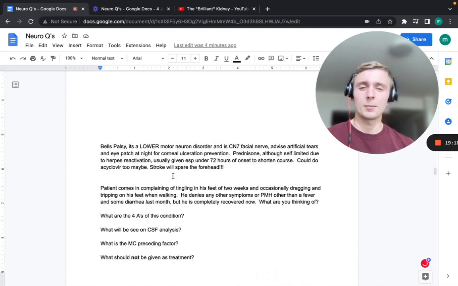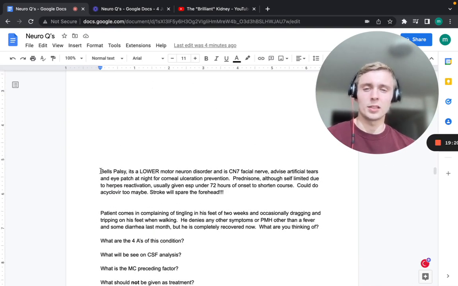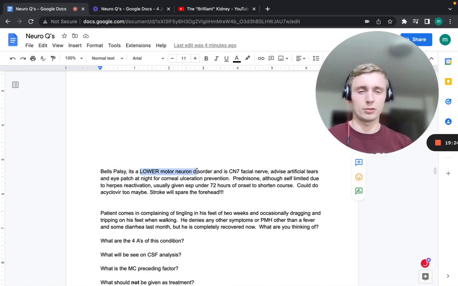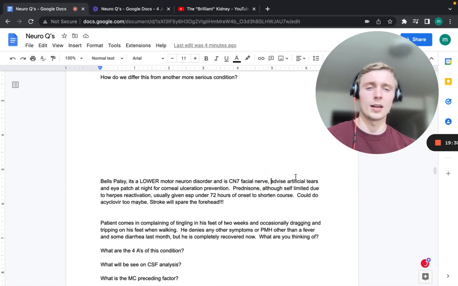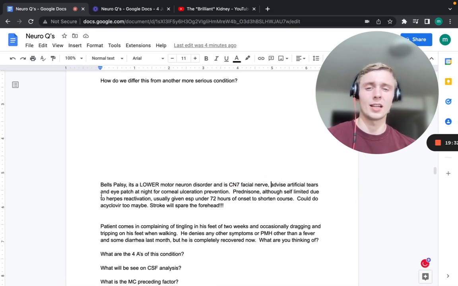Okay, so this is going to be Bell's palsy. So Bell's palsy, it's a lower motor neuron disorder, as we already said in the cranial nerve disorders. This is a cranial nerve 7 facial nerve palsy. You want to advise for management artificial tears and an eye patch at night to prevent corneal ulceration. Remember we said cranial nerve 7 is what closes the eye, and cranial nerve 3 is what opens it.